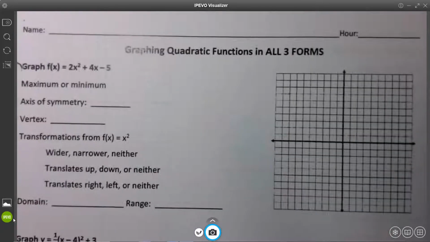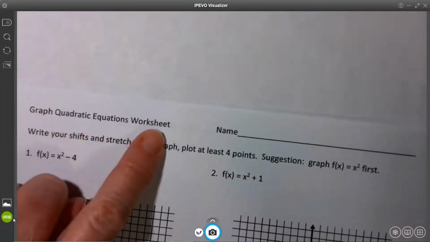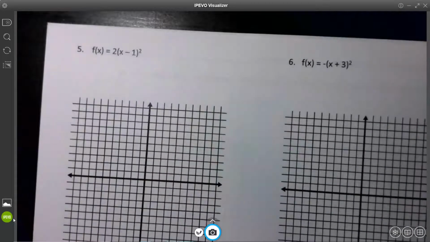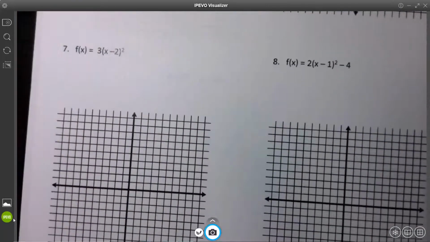Okay, so I want to go back. This is what we're going to get to for homework. I want to go back to page 19 in your packet, and it's this worksheet right here, Graph Quadratic Equations Worksheet. Find that. But I want to go to the back. I'm going to pick number 5 to begin with. Nope, I'm going to pick number 7. So we're going to look at number 7.